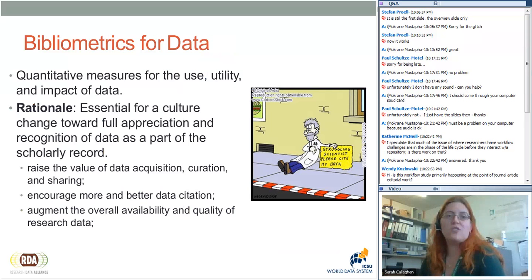In other words, we want to come up with quantitative measures for the use, utility, and impact of data. We want to do this because we want to encourage the culture change that's required so that the researchers and people who work with and manage data are properly appreciated and recognized, both for the work they do, but also within their institutions. We want to raise the value of data acquisition and sharing and encourage people to do that data acquisition, sharing and data curation more effectively, more efficiently and better. Once data is shared more often, and the metadata that goes with the data is shared and improved, that improves science and research as a whole.